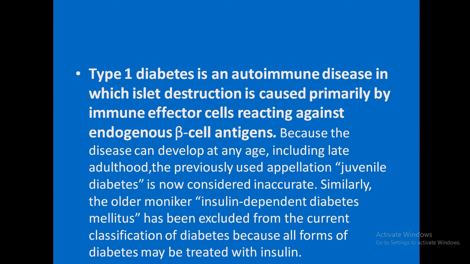The disease can develop at any age, including adulthood, and the previously used appellation juvenile diabetes is now considered inaccurate. Also, we all know that it was called insulin dependent diabetes before, and this has been excluded from the current classification of diabetes because all forms of diabetes may be treated with insulin.